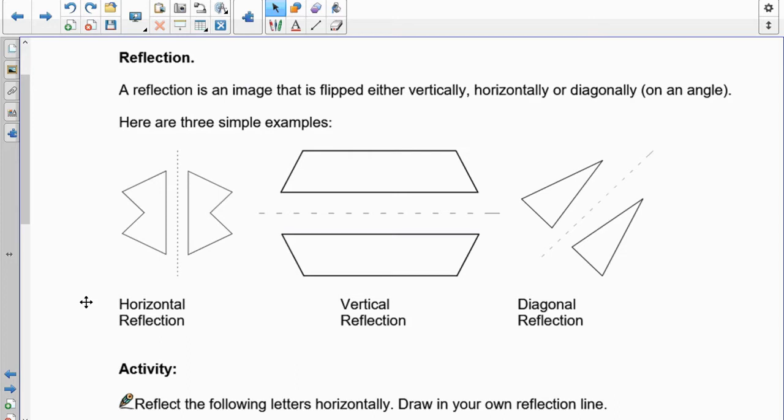step is to move on to reflections. Now reflections are where we're going to give you one object and we're going to give you the line of symmetry, and your job is to draw the other side. So you're going to be making a reflection just like we did in grade 6 and grade 7. All right, so here we go.